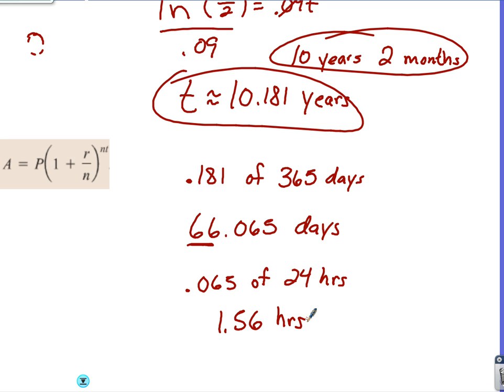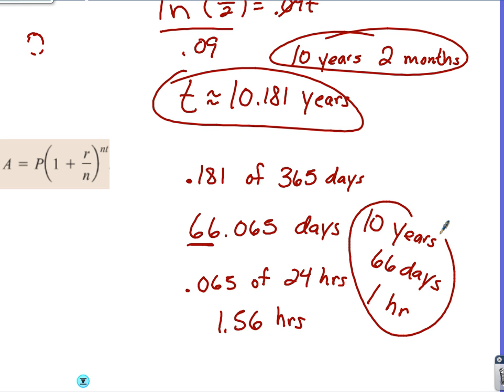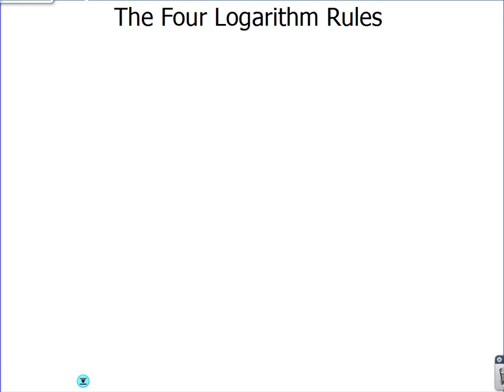So in this case, that would be 10 years, 66 days, 1 hour, and like I said, you can continue on there. And those do correspond, because 10 years and 2 months, yeah, it was 10 years and there's 2 months, a little bit over 2 months. Okay. Next problem. Oh, no, just kidding.